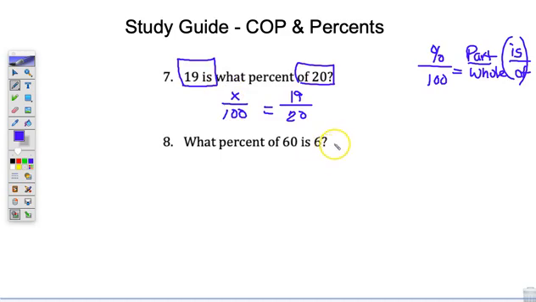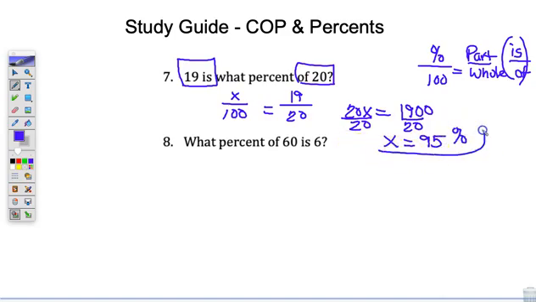Again, go ahead and cross multiply. So with this one, we're going to get 20 times x, which is 20x, and 100 times 19, which is 1900. Then you're going to divide both sides by that 20, and x in this example is going to be equal to 95. I do need to add that percent symbol so that's what I was looking for, so it's 95%.